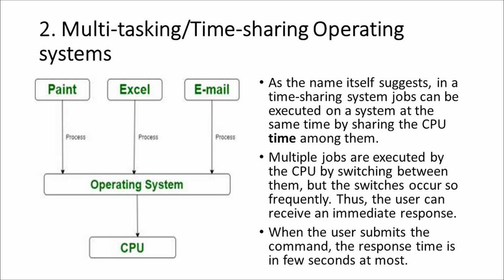We will see the mechanism behind this time sharing system. The multiple jobs are executed by the CPU by switching between them, but the switches occur so frequently that the user can receive an immediate response. For example, in transaction processing, the processor executes each user program in a short burst or quantum of computation. That is, if n users are present, then each user gets a time quantum. When the user submits a command, the response time is a few seconds at most.